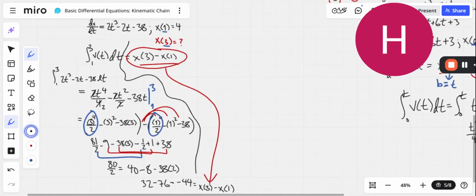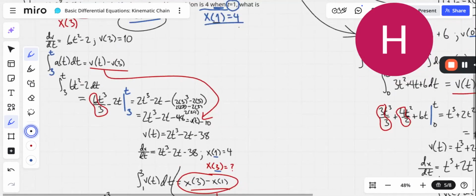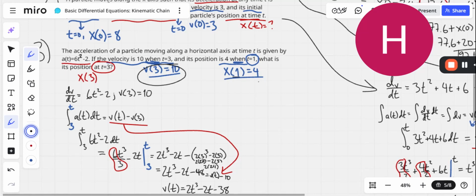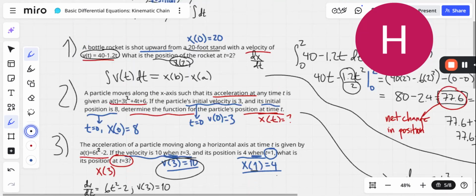All right, so this is how the kinematic chain allows us to set up a differential equation and then solve it using the fundamental theorem of calculus and antiderivatives or integrals, like your bread and butter.